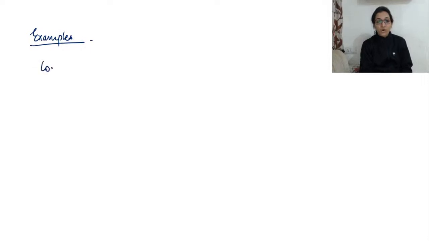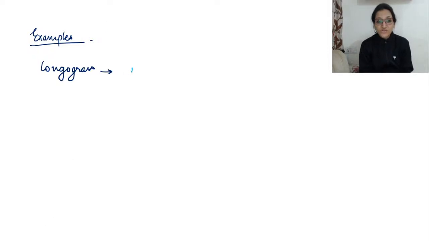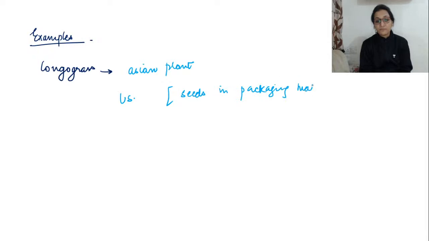So one is Congo grass. Is there anyone who knows anything about Congo grass? Congo grass is a kind of Asian plant. This Asian plant arrived in the United States as seeds in packaging material. And it is now spreading throughout the Southeast.